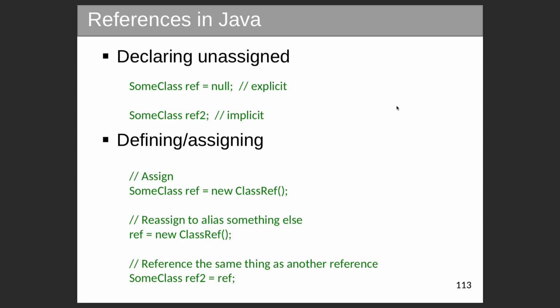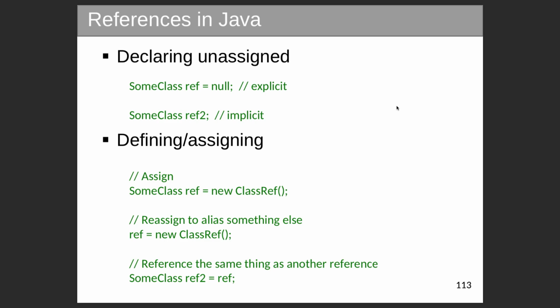Then you can assign to a reference. I can create a new object here, which is an instance of class ref, and assign that to my reference. So ref is now a value on the stack, which is an address that points to a location on the heap where this class ref object lives.